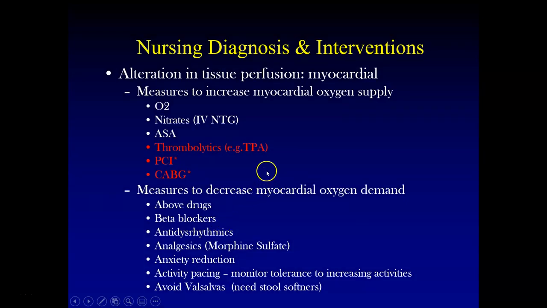So, nursing diagnosis interventions. We have alterations in tissue perfusion, myocardial. Okay, there's your nursing diagnosis. So what we're going to do, we're going to measure our O2, we're going to give nitrates, and sometimes you'll even see an IV nitrate drip, like nitroglycerin, aspirin, thrombolytics, TPA, tissue plasminogen activator there. We have our PCI, that's our first choice. In the event, and here's where CABG steps into play, I need you to know this part too.